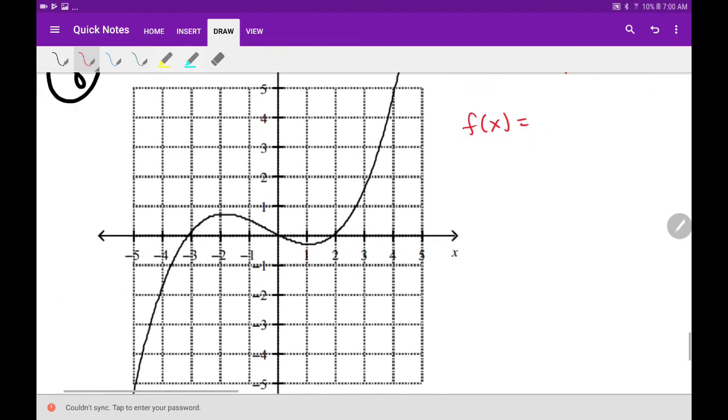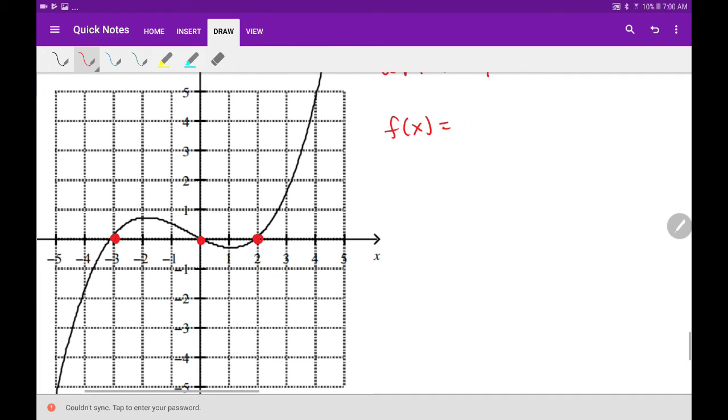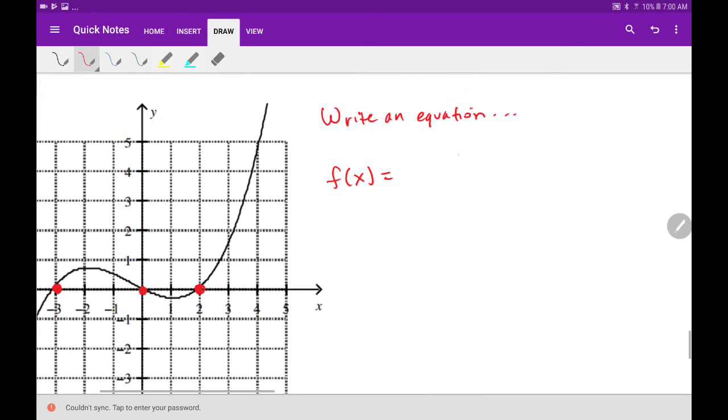Since this graph is giving me the x-intercepts, just by looking at it, I can identify 3 x-intercepts. That's the first step that you want to do, is to write those down. And I don't just mean in your head, think about it. I mean really, really write them down. So we have x-intercepts at x equals -3, at x equals 0, and at x equals 2.